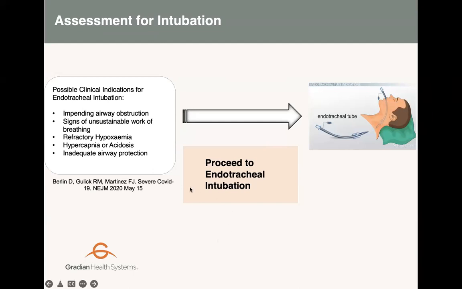Refractory hypoxemia and hypercapnia are also known to be common indications of intubation, especially if the patient was tried on non-invasive ventilation and was not doing well. Inadequate airway protection could also be another indication, especially in patients who have come with a rapidly deteriorating Glasgow Coma Scale, or a GCS score of less than 8. It's a very common practice to give them endotracheal intubation so we can definitively protect the airway.